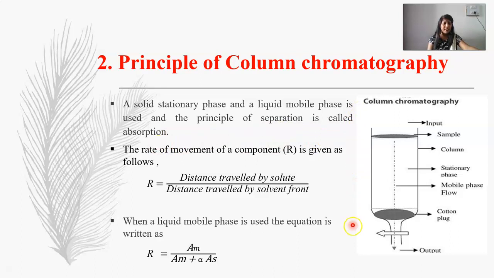Now here a typical diagrammatic representation of a column chromatography is given. At the base of this column, a cotton plug or glass wool or an asbestos pad or a filter paper disc is kept, and above it the stationary phase is filled, and above the stationary phase again a filter paper disc is kept for proper fixing of the stationary phase in this column. A mobile phase is allowed to continuously flow through this column from the input, and the sample that has to be separated by this column chromatography has to be kept on the top of this column.